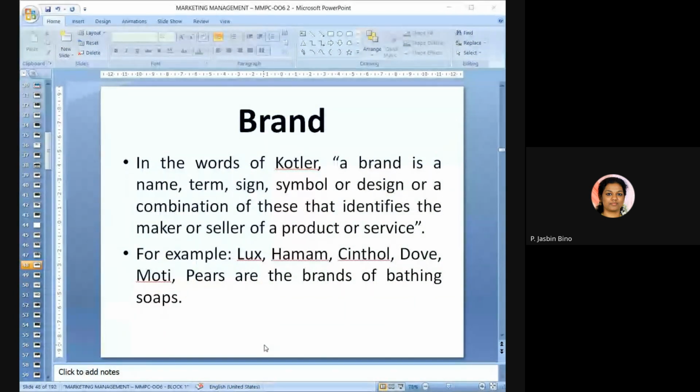Kotler has given a definition for brand. A brand is a name, term, sign, symbol, or design, or a combination of these that identifies the marketer or seller of a product or service. This is the definition given by Philip Kotler. Examples of brands are Lux, Hamam, Dove, Moti, Pears, Cinthol. These are the examples of bathing soap brands.